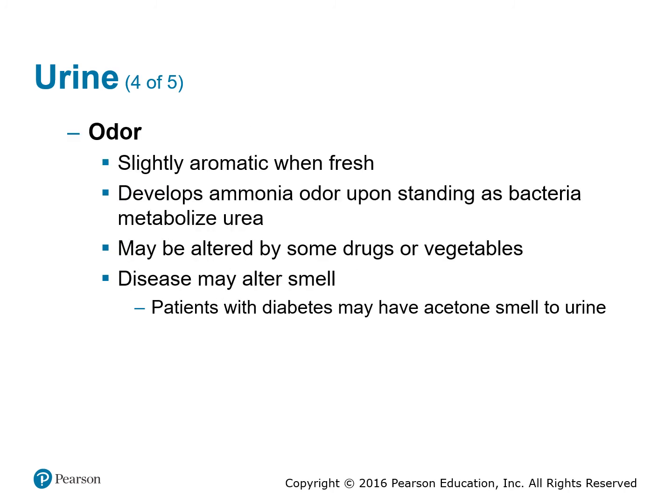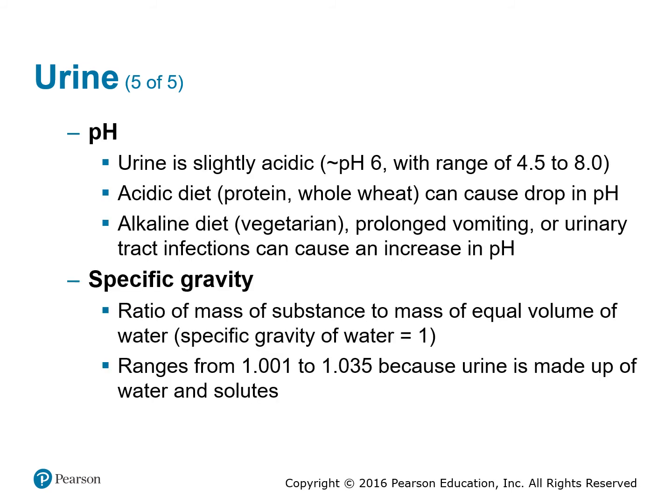So the odor, like with the asparagine from asparagus, drugs, veggies may alter the smell, bacteria, diseases. Diabetes could give it an acetone smell. pH. So look at this range, this is a pretty large range. It goes from acidic, 4.5, to alkaline, 8.0. So acidic diet proteins, whole wheat, these can drop the pH. Alkaline diet can increase it. Okay, so prolonged vomiting, urinary tract infections.